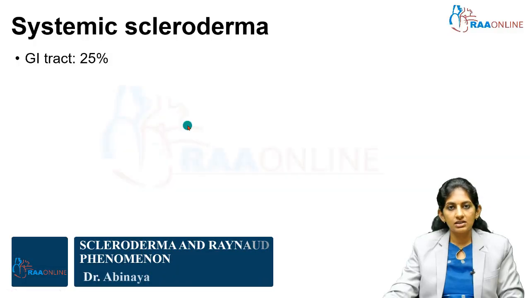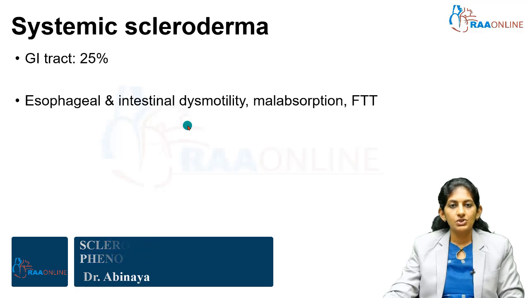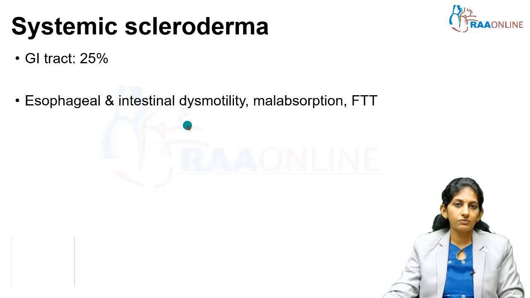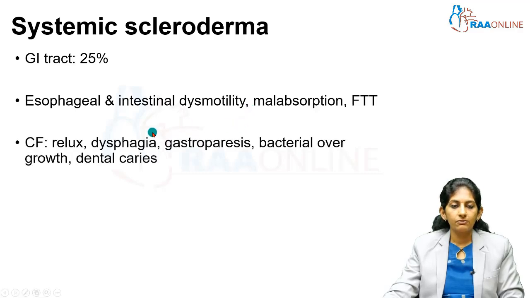So other systems involved in systemic scleroderma will be GI. So GI tract is involved in 25% of the patients. So involvement of the viscera, esophageal and intestinal visceral involvement will cause dysmotility. So patients will have dysphagia, malabsorption and resulting in failure to thrive. So reflux, dysphagia, gastroparesis, bacterial overgrowth is common.